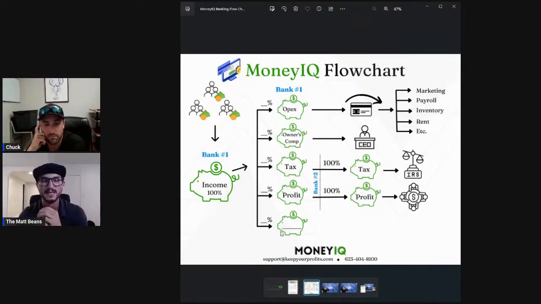There are 2 of them that can be savings accounts, and these are special accounts. We'll go over these last. These are the second tax and profit accounts. Those can be savings accounts. That's totally fine.